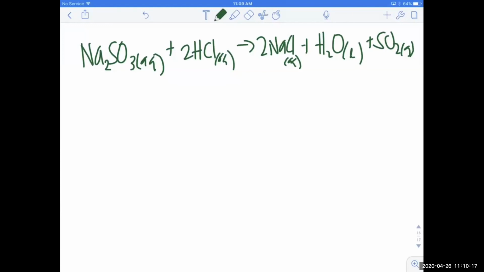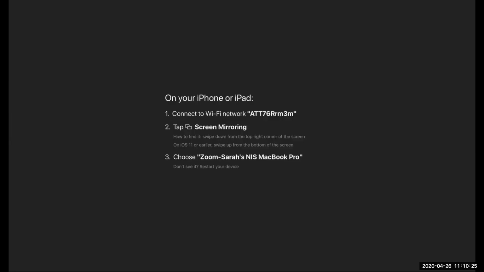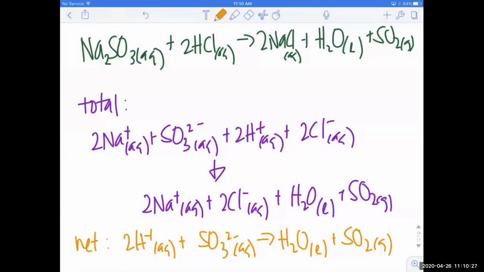All right, so now it's time for us to check our work. So here are the answers. So we've got our total and our net ionic here.